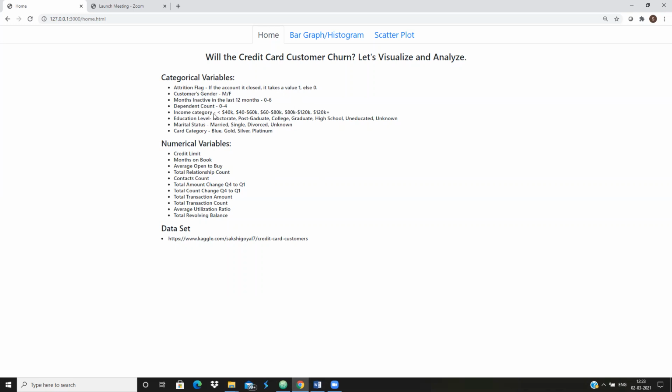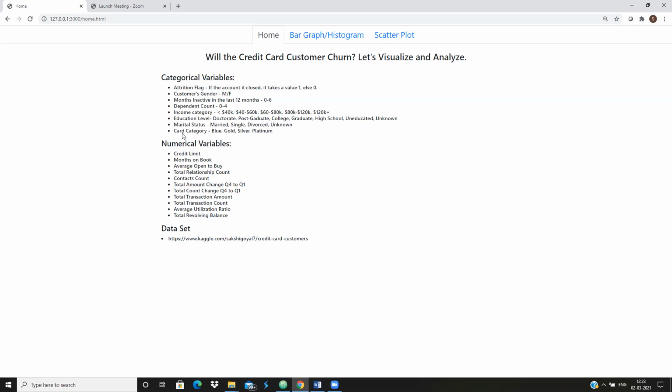We also have the income category, which ranges from $40,000 to greater than $120,000. We also have education level, marital status, and the card category. The card category ranges from blue to platinum, where blue is the most basic credit card that you can get at the bank.